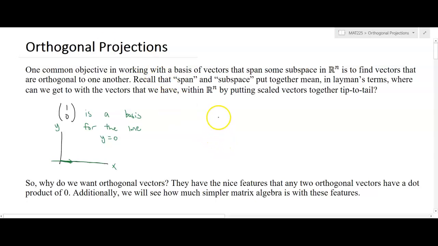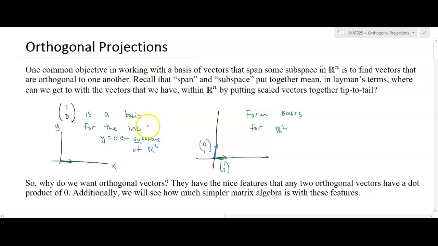Now when we put together two vectors like the (1, 0) vector and the (0, 1) vector, here we have the (0, 1) vector, and over here we'll have the (1, 0) vector. These form a basis for all of R2. All we mean by that is that we can get anywhere we want by putting these two vectors together tip to tail. The important thing to recall is that in this case, y equals 0 is a subspace of R2. It's really just a line, a portion within the space of R2, but it doesn't allow us by itself to get anywhere we want.